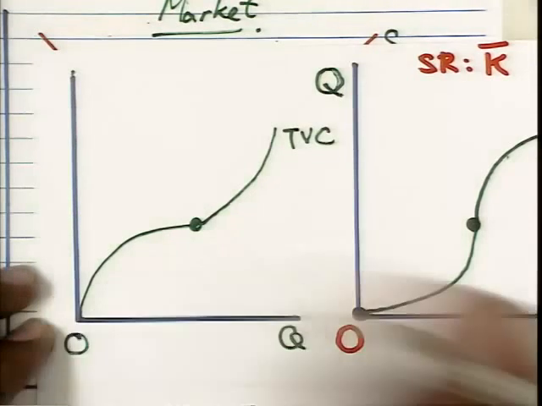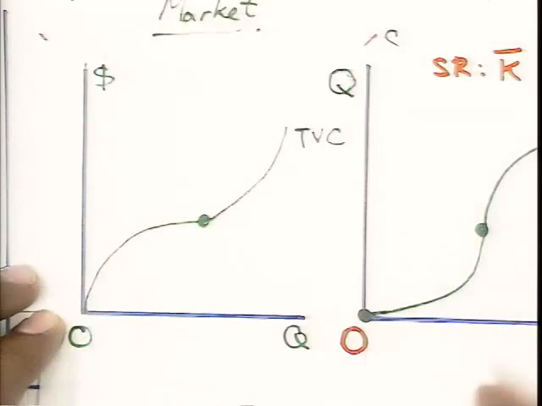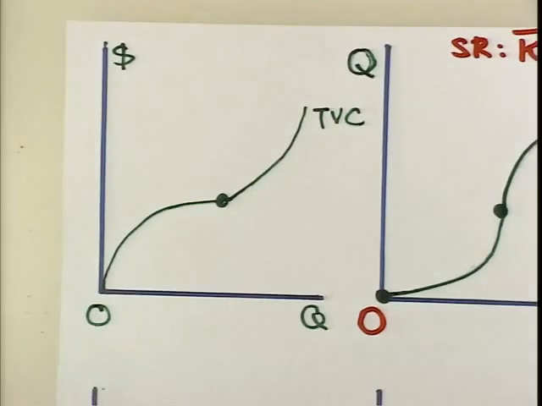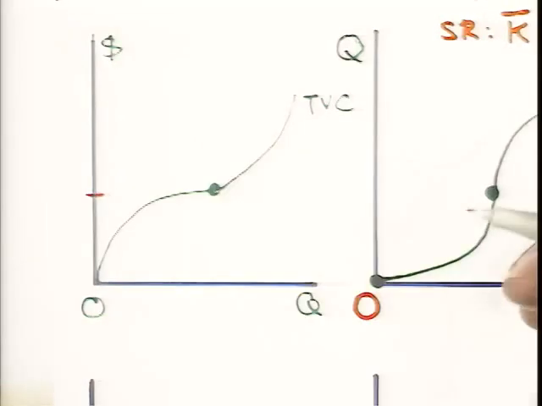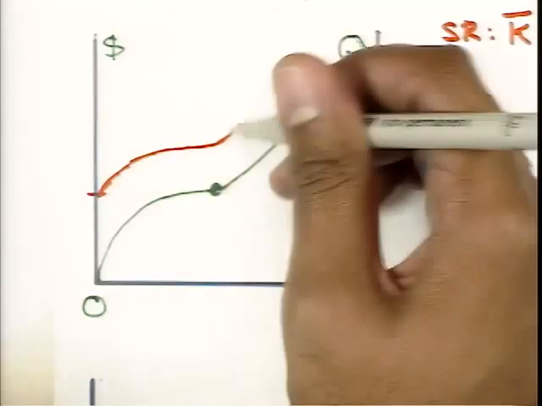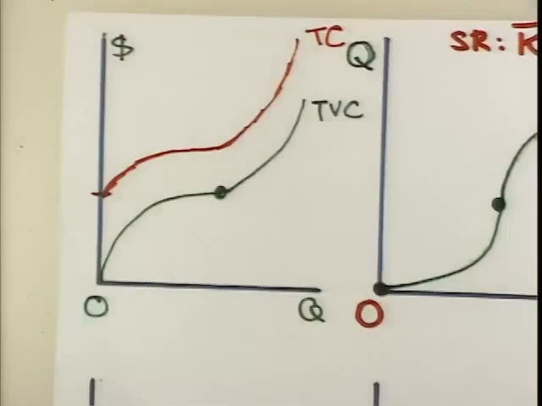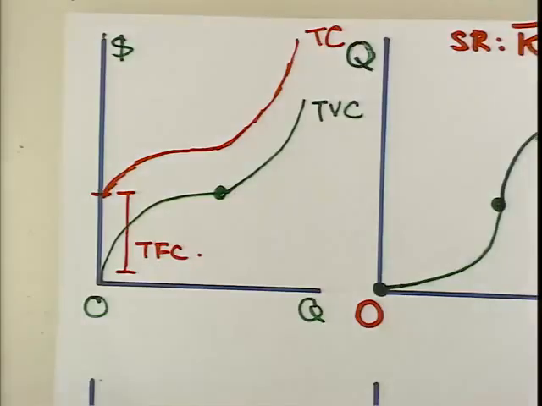To produce more output, it will cost me more money. My cost increases as output increases. My total variable cost curve has this particular shape. The curvature comes from the total product curve. To that, we add our fixed cost, which parallel shifts my total variable cost curve to give me the total cost curve. The vertical distance is the total fixed cost.